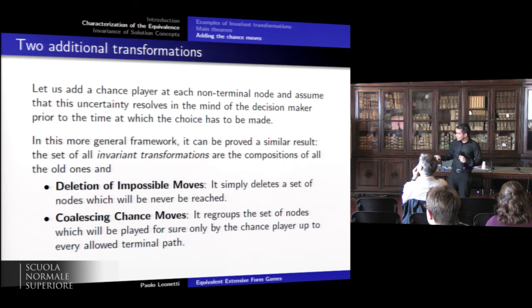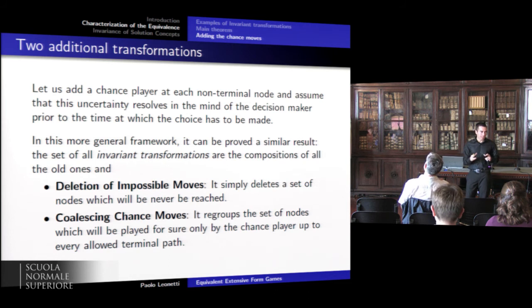And the second one is similar to coalescing. Meaning that if there is a chance player here and here with some fixed probabilities, then we can multiply the probabilities AC and AD to put it here. They still sum up to one. There is nothing strange. And the game structure, in a sense, collapses to a maximally reduced form.